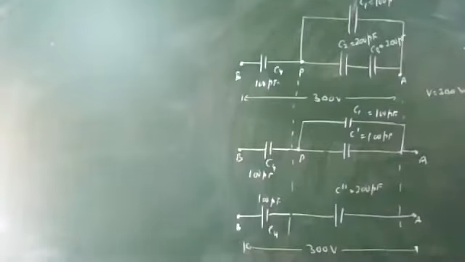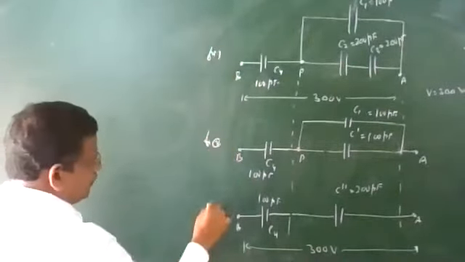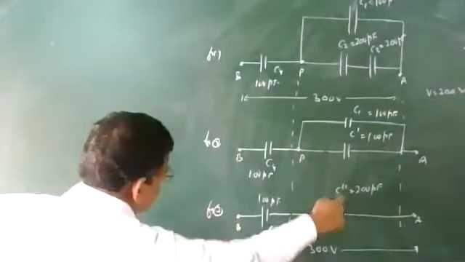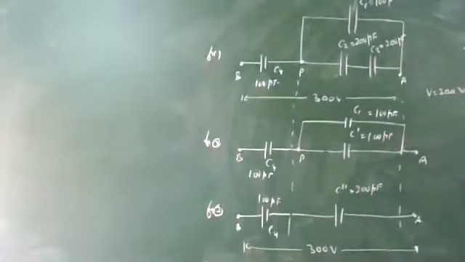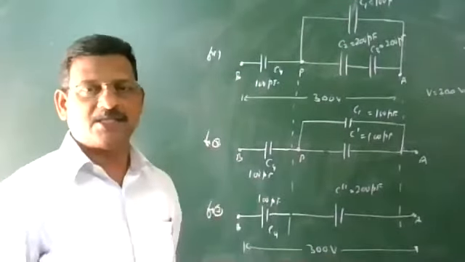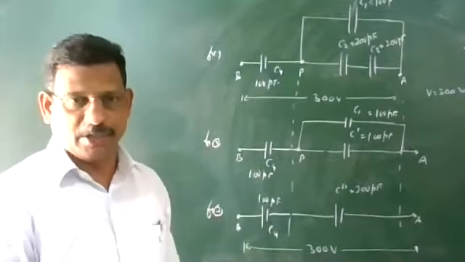Look at the last diagram. This is figure 1, this is figure 2, and this is figure 3. What can you say about C4 and C double dash? Are they connected in series? They are connected in series. So the charge on C4 and C double dash will remain the same.